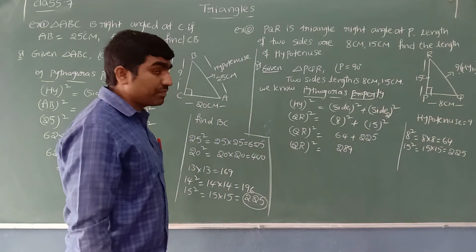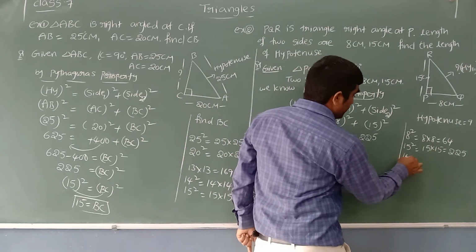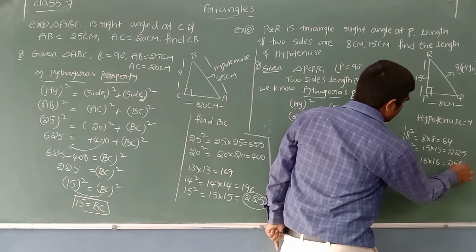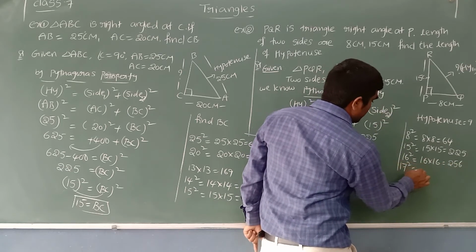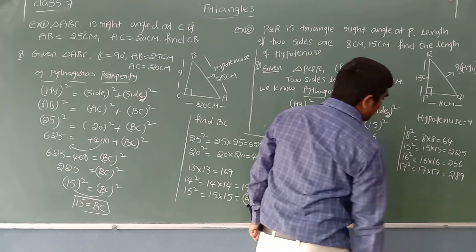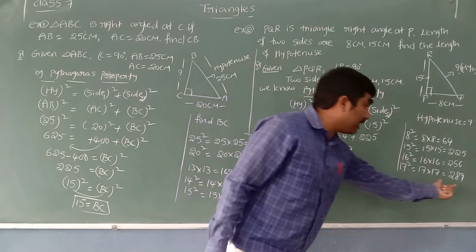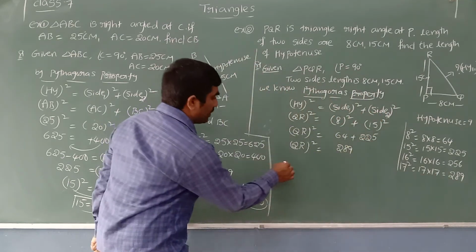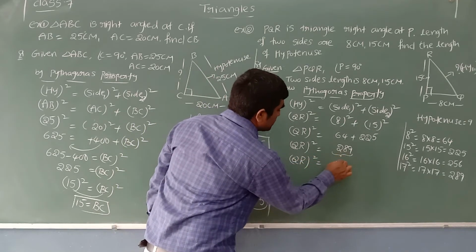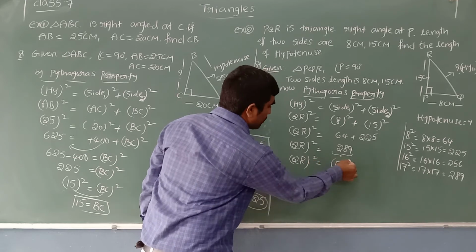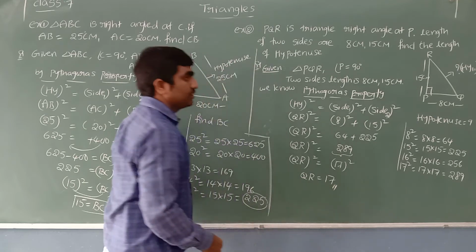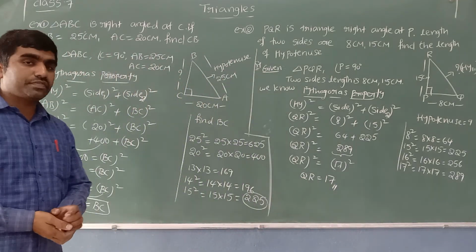Now 289 is a perfect square of which number? 16 square is 16 into 16, which is 256. Sir, what is 17 square? 17 square you can write as 17 into 17, whose product is 289. You can multiply and see. Instead of 289, we can write 17 square. So QR square is equal to 289, which is 17 square. Now the powers are equal, so equate their bases also. The length of QR is equal to 17.